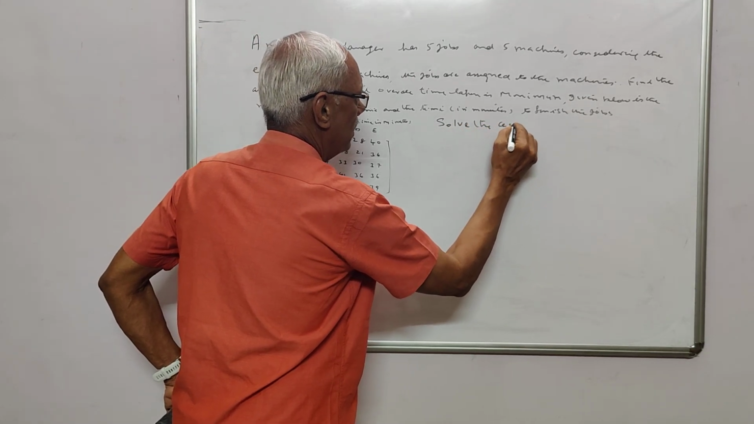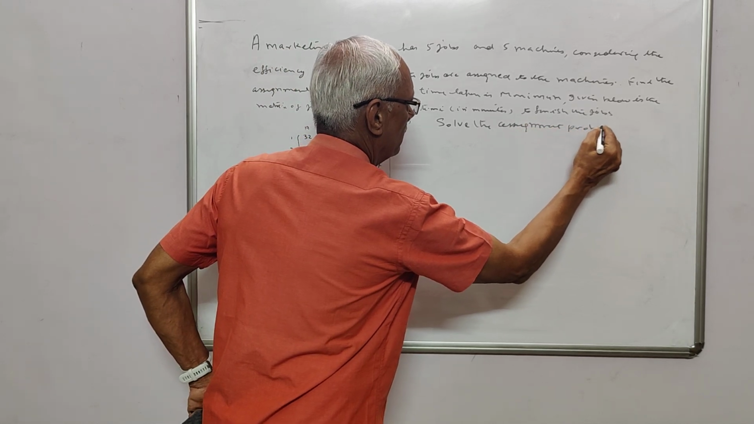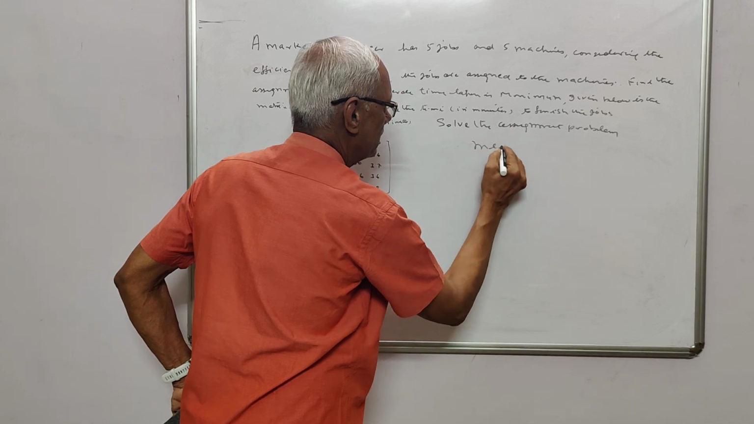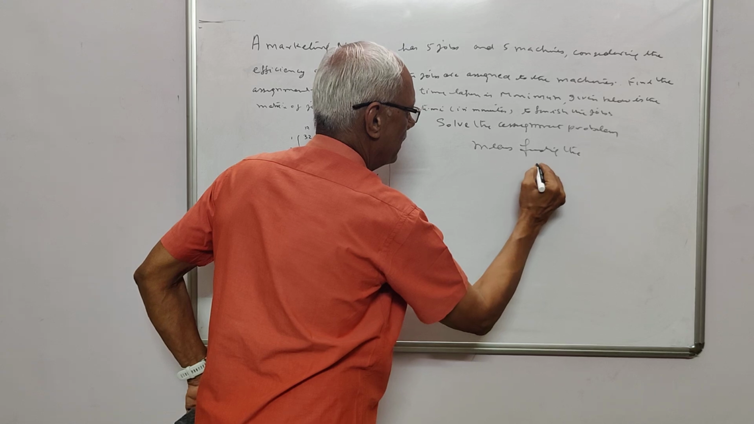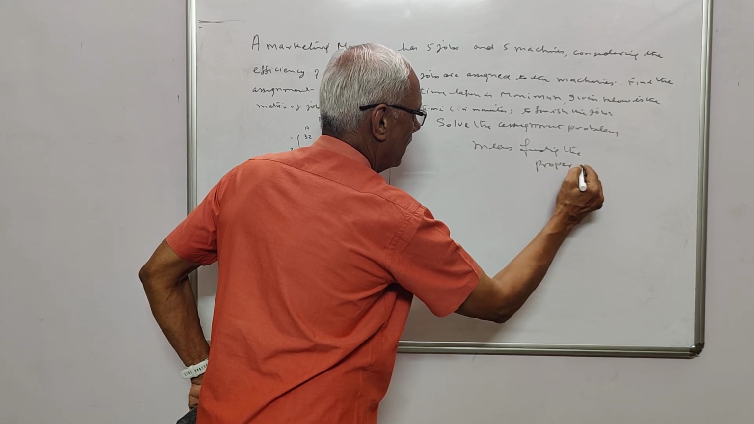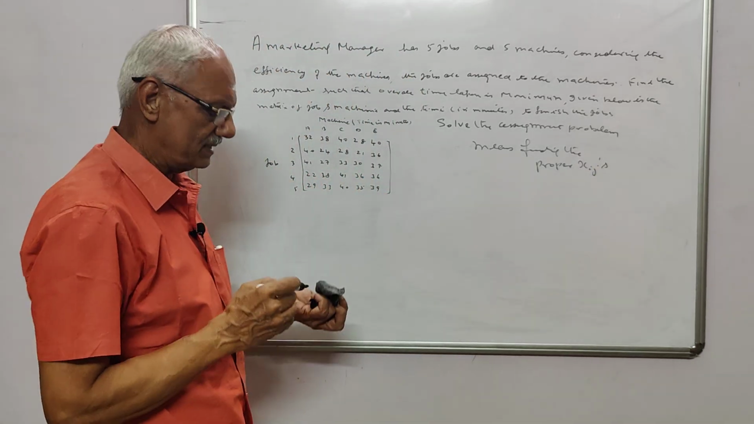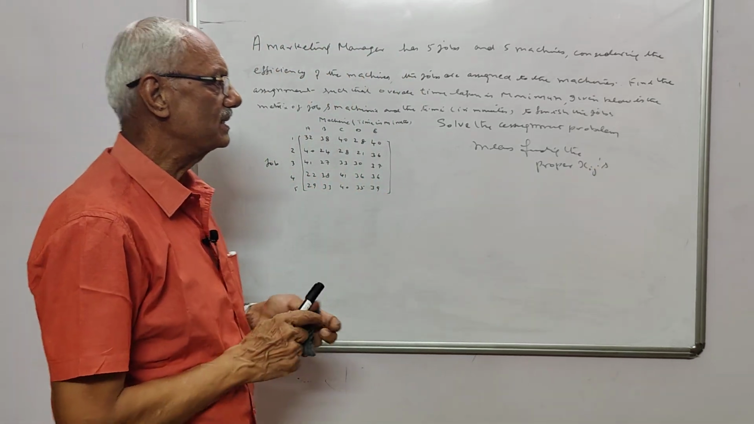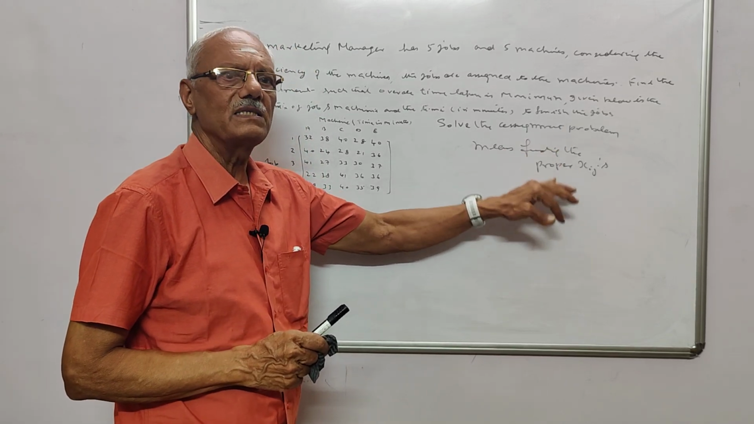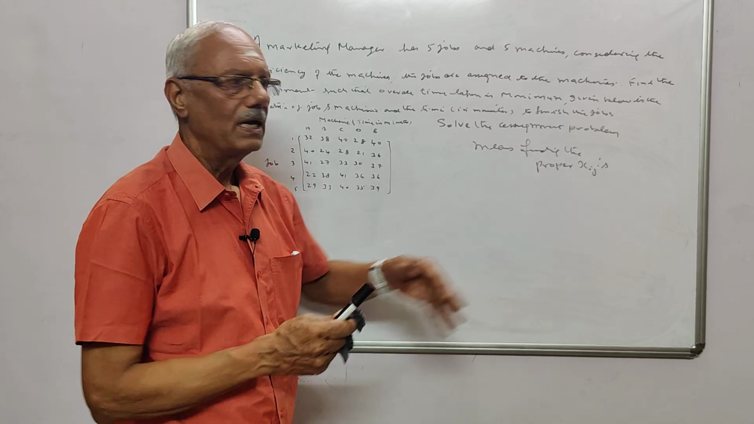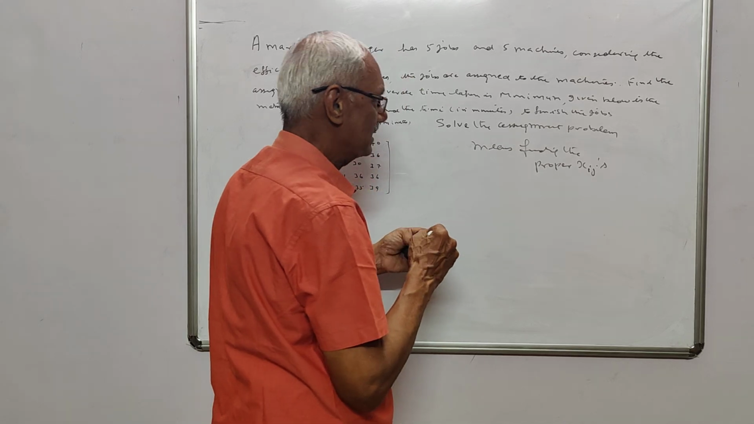Solve the assignment problem means finding the proper xij's. Proper xij's in the sense that those xij's which will minimize the cost or minimize the time. So this is what we are going to do. So it is ij. Now let us start doing this.